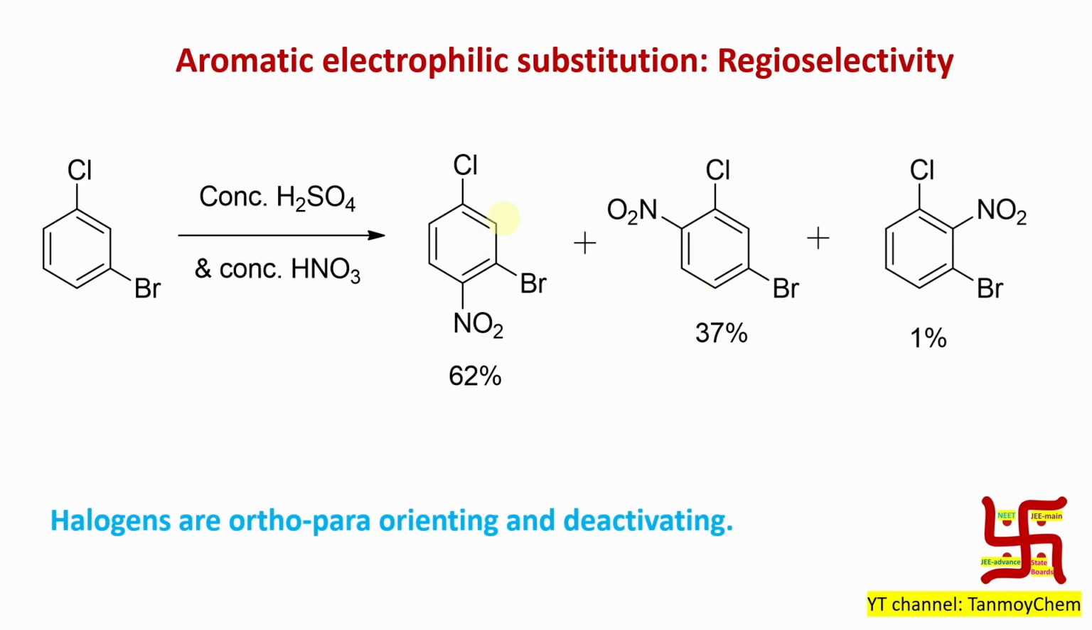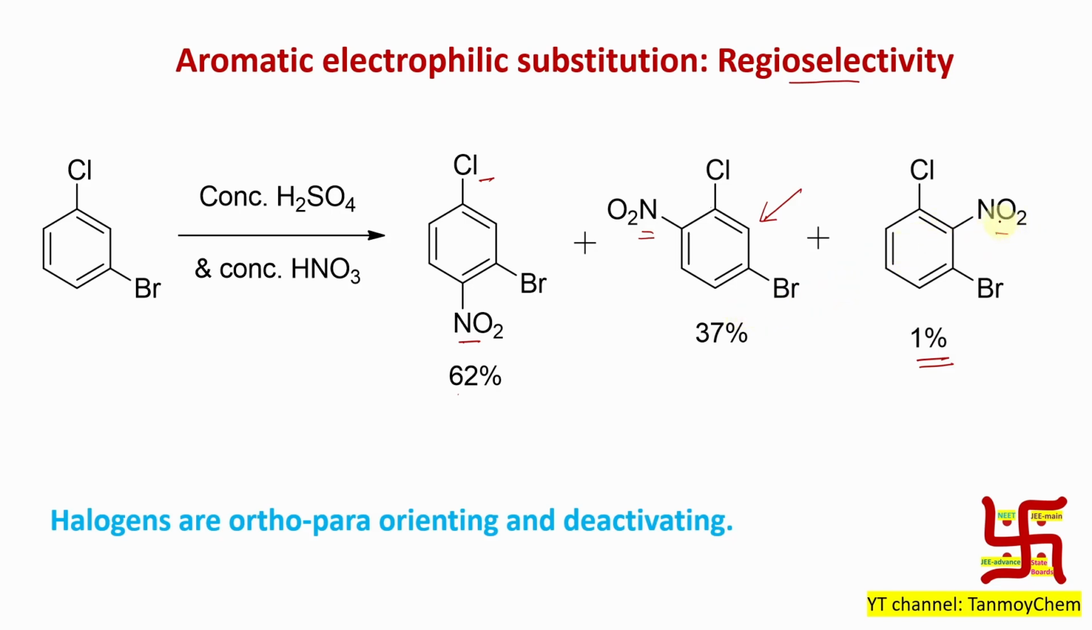Now the question is, where will the substitution take place? I mean regioselectivity. From the data we can understand that with respect to chlorine, the para position is the first major product. The second one is obviously the ortho position with respect to chlorine. But why not here? Obviously very little NO2. Now the question is, why not here?